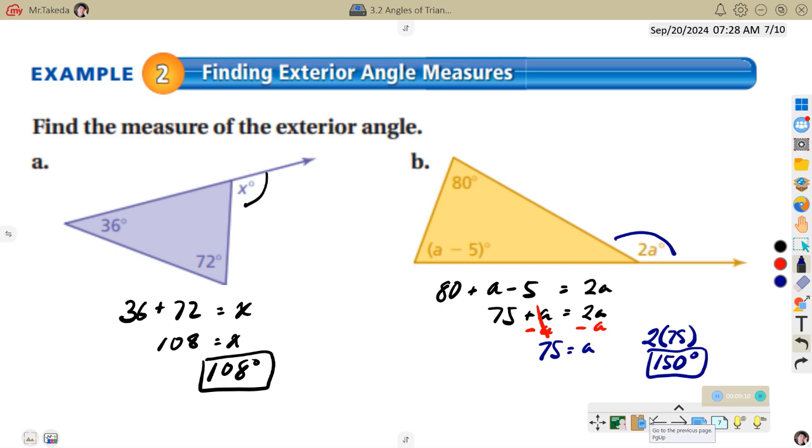There's a third example. It's just kind of a word problem using a diagram that really sets up like example 1. So we'll do that one in class.